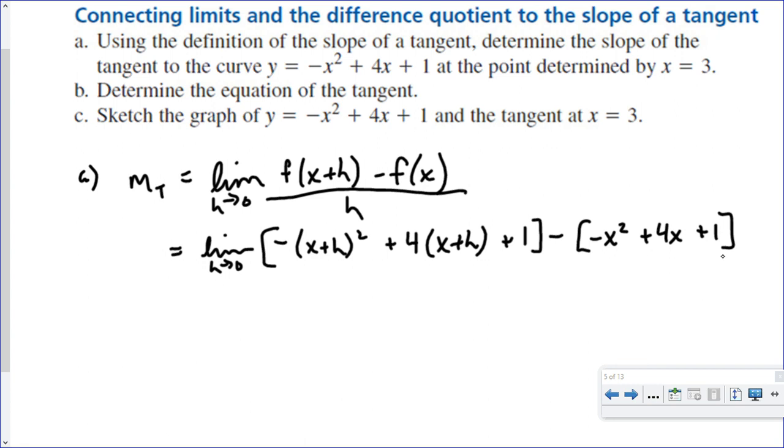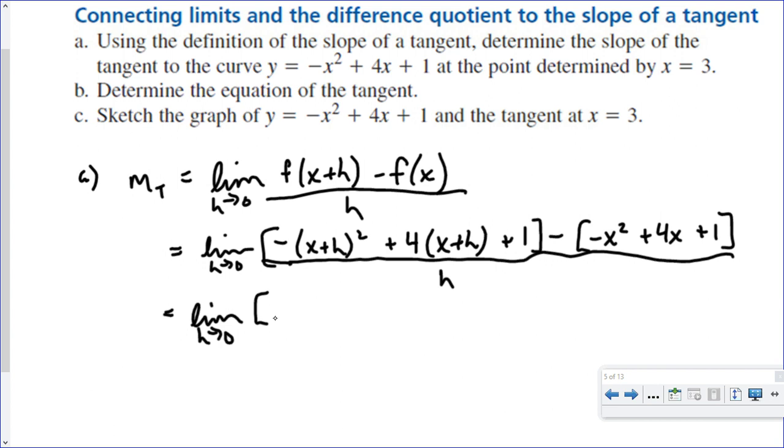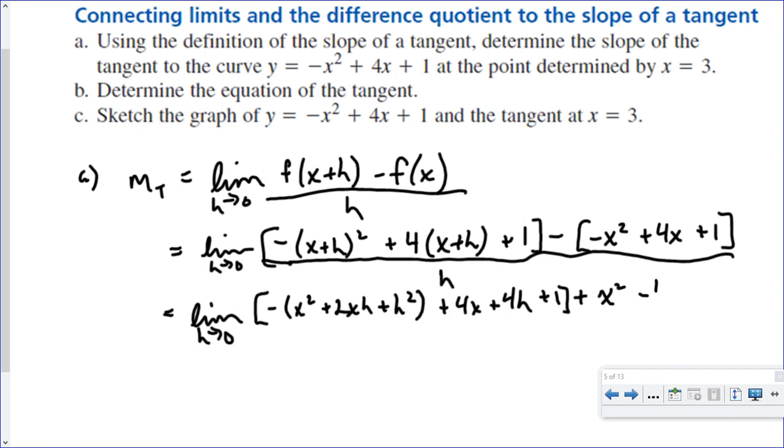I'm going to make sure I try and do this working with two variables and not put in my value quite yet. This is going to take a minute to expand. I've got negative x squared plus 2xh plus h squared, close my bracket, plus 4x plus 4h plus 1, and then I'm going to take away, let's close this bracket, a plus x squared, a minus 4x, and a minus 1 here, and that's all going to be over h.